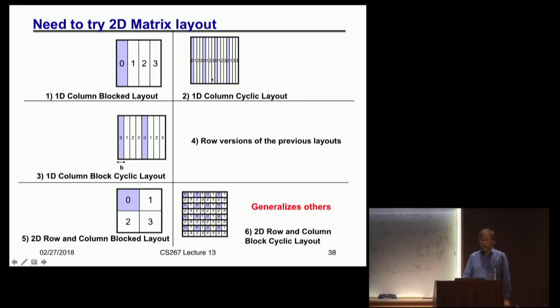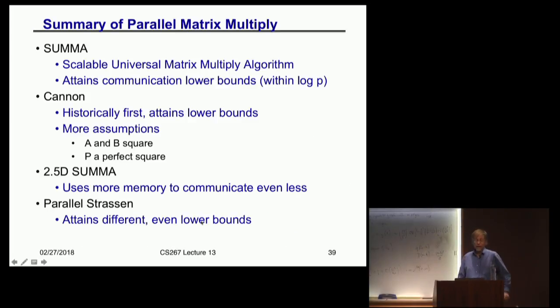Okay, so back to this 2D layout. We're now going to figure out how to make it work for that, because that's the layout that we need to hit the lower bound. And here's a little history of the algorithms. The first one, which is what's in ScaLAPACK and has been reinvented many times, is called SUMMA, Scalable Universal Matrix Multiply Algorithm. Some person made up that name a long time ago. And this attains the lower bounds to within a factor of log p, which is close enough for a lot of purposes.